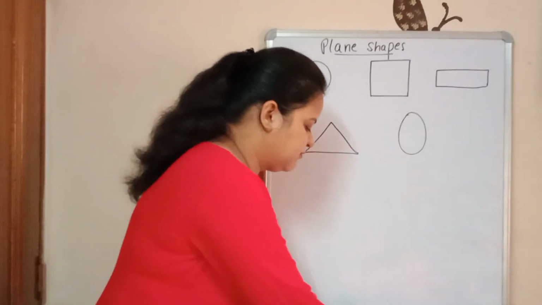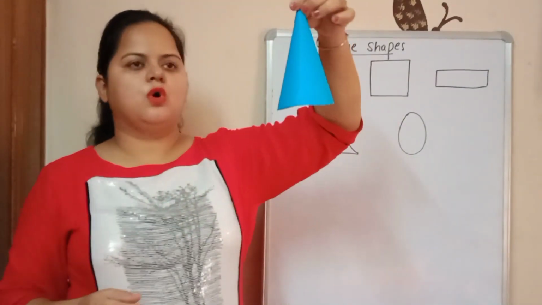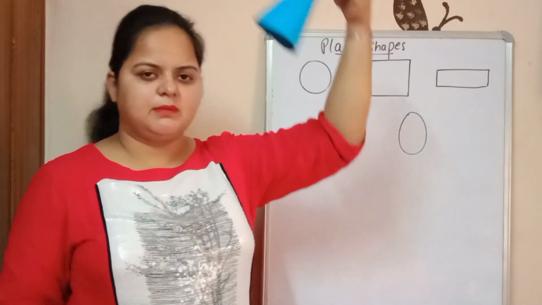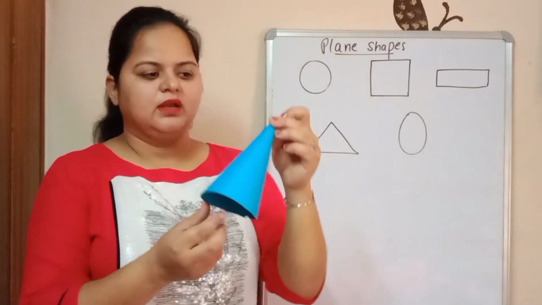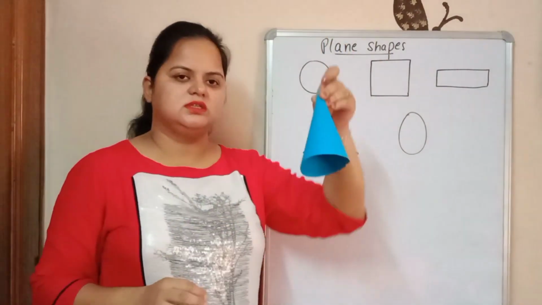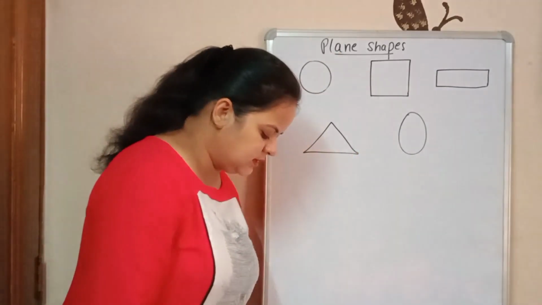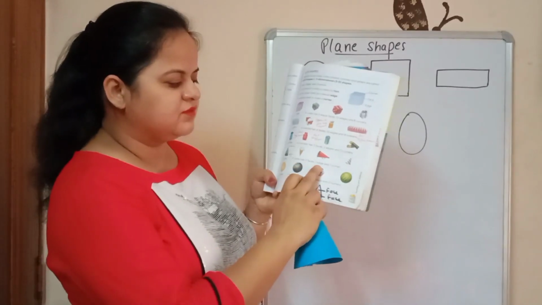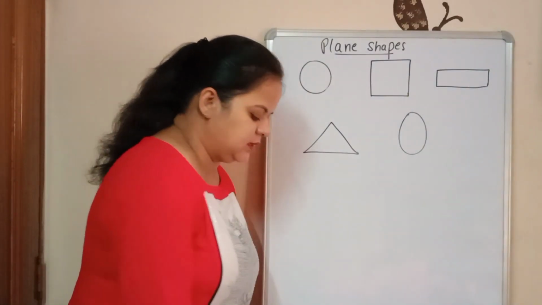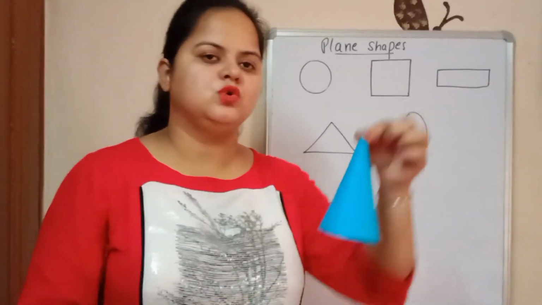Here I have a cone shape. See, like a birthday cap. This is cone in shape, and a cone has, you can see here, two faces, one edge, one corner. See, a cone has two faces.